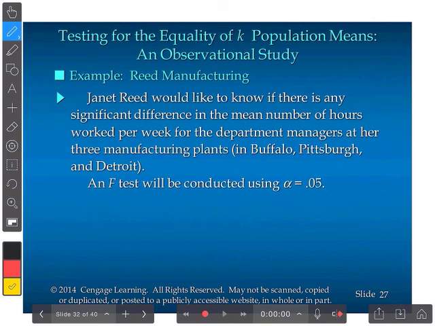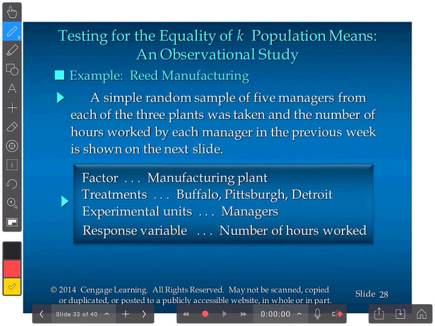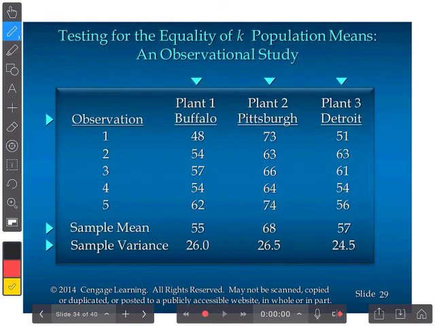Here's another question that was also done in terms of another example. This one has to do with 5 managers from 3 plants were taken, and the number of hours worked by each manager in the previous week is shown on the next table. So we take a random sample of managers from these 3 locations, 3 plants. A plant could be in any 3 cities that you want. We could take one in Shenzhen, a plant in Guangzhou, a plant in Zhongshan, and we're actually looking at whether the managers work a different number of hours. So we take a random sample from each of them.